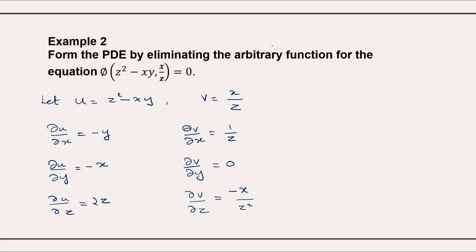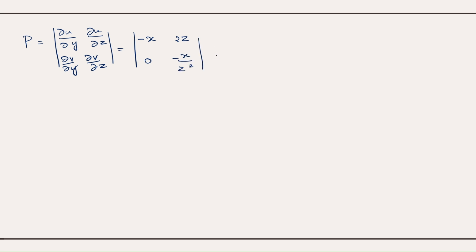This we have to substitute in capital P, capital Q and capital R. We already know that capital P is equal to the determinant of dou u by dou y, dou u by dou z, dou v by dou y, dou v by dou z. Let us substitute: dou u by dou y is minus x, dou u by dou z is 2z, dou v by dou y is 0, dou v by dou z is minus x by z square. Expanding it, minus x into minus x by z square gives x square divided by z square, minus 0 into 2z gives 0. So this is equal to x square by z square.